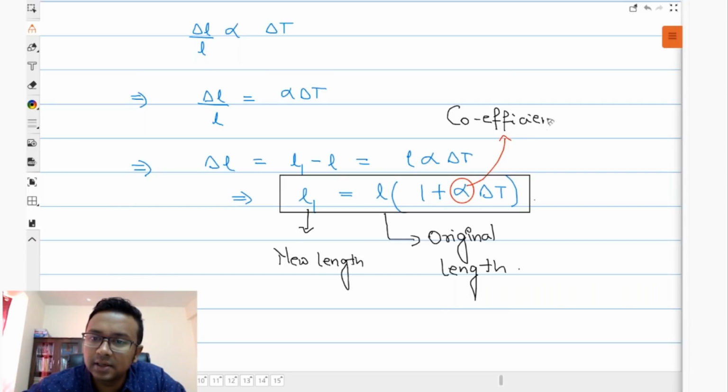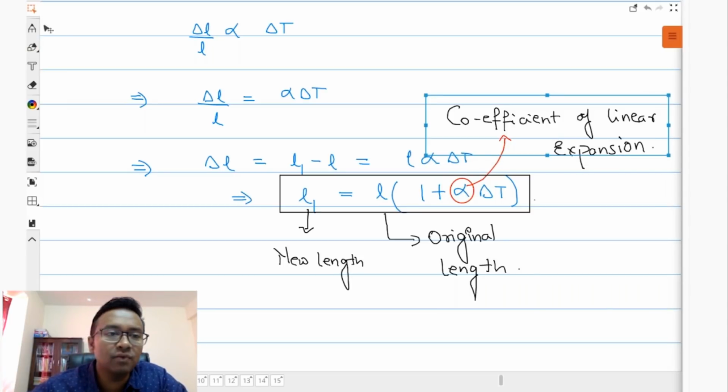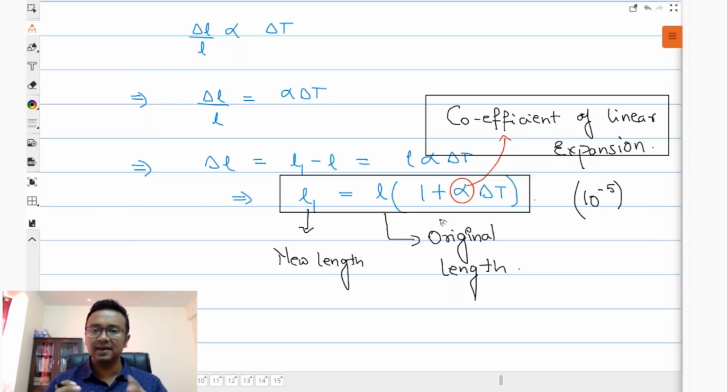Coefficient of linear expansion. All right. And students, the value of this coefficient of linear expansion is of the order of 10 to the power minus 5. So it has a very small value. So as such, the change in length is very small for a small rise in temperature. For a 5 degree, 10 degree rise in temperature, you would see the length is not increased appreciably. However, for a much higher rise in temperature, you're going to see some appreciable length change.